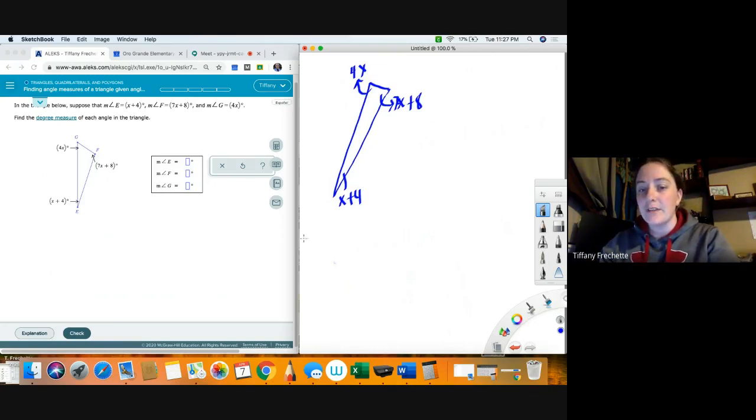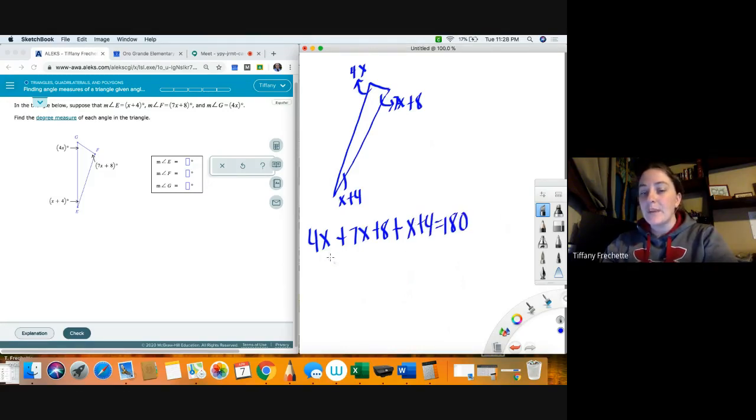So we have 4x plus 7x plus 8. So remember, this is one angle. This is this angle here. And this is one angle. It's this angle up here. So we're just putting a plus sign between them. And I know there's a plus sign between here, but that's because it was already in this binomial here. Plus, and then we have x plus 4 equals 180 degrees.